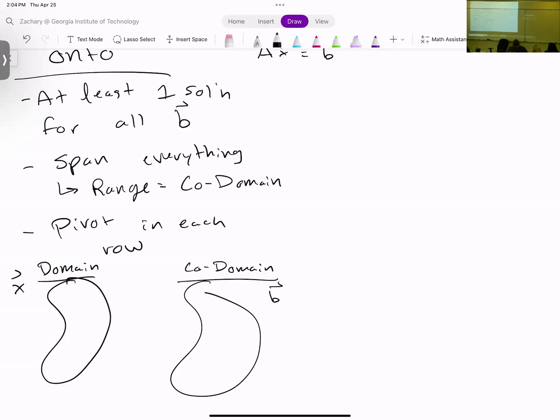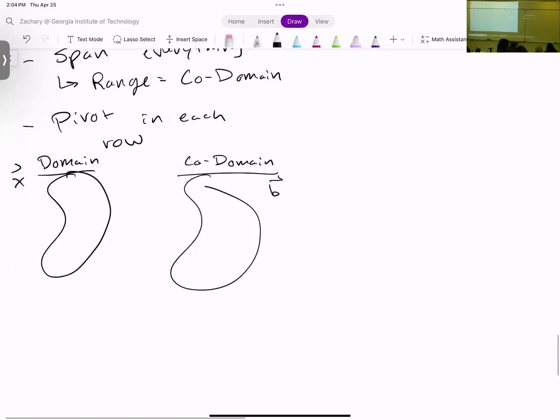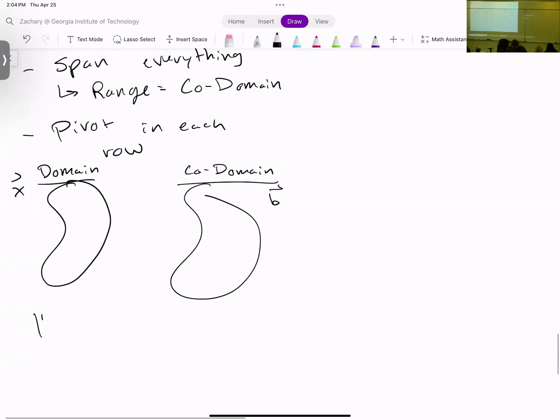If matrix A is number of rows by number of columns, how big is the domain? R to the number of... Do we start in number of columns or number of rows? Columns, right? So that is how big this blob is. And this one over here must follow. If the other one's columns, this one must be rows.